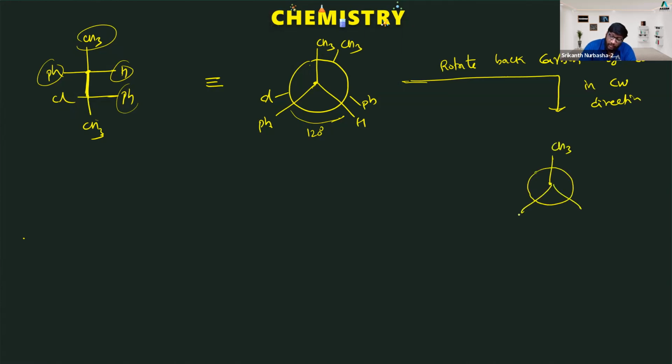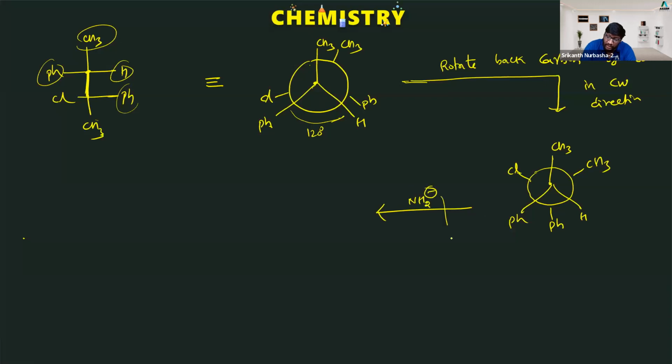I have CH3 connected above, Ph here and H here. And now 60 degrees clockwise, so Ph will be somewhere here. And you have chlorine here. And you have methyl here. Now chlorine and hydrogen have exactly 180 degrees. So I can do anti-elimination. Anti-elimination is going to happen.